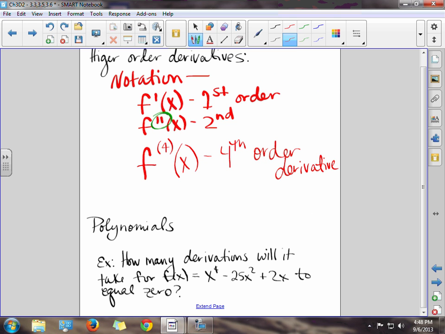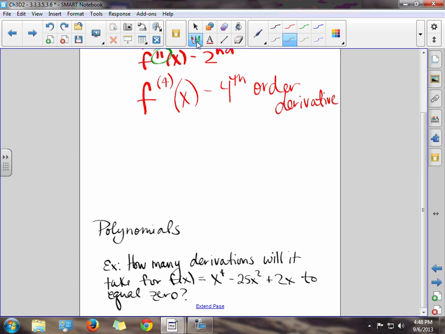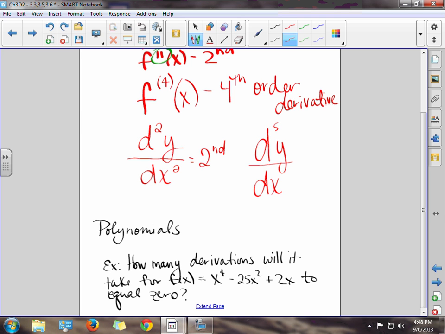Okay, so now let's talk about Leibniz notation. If we want to take a second order derivative using Leibniz notation, it becomes d squared y, or d squared f, all over dx squared. And this would be your second. And if you wanted third, fourth, fifth, say we wanted a fifth, this would be d to the fifth y, all over dx to the fifth. And that would be a fifth order.